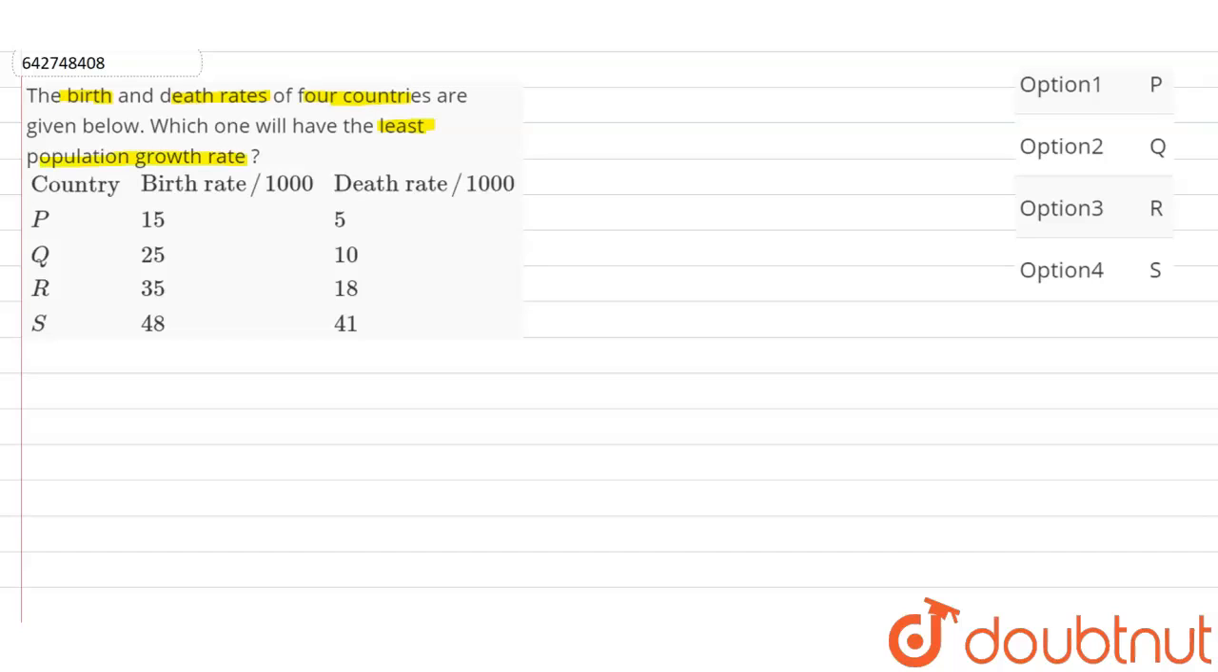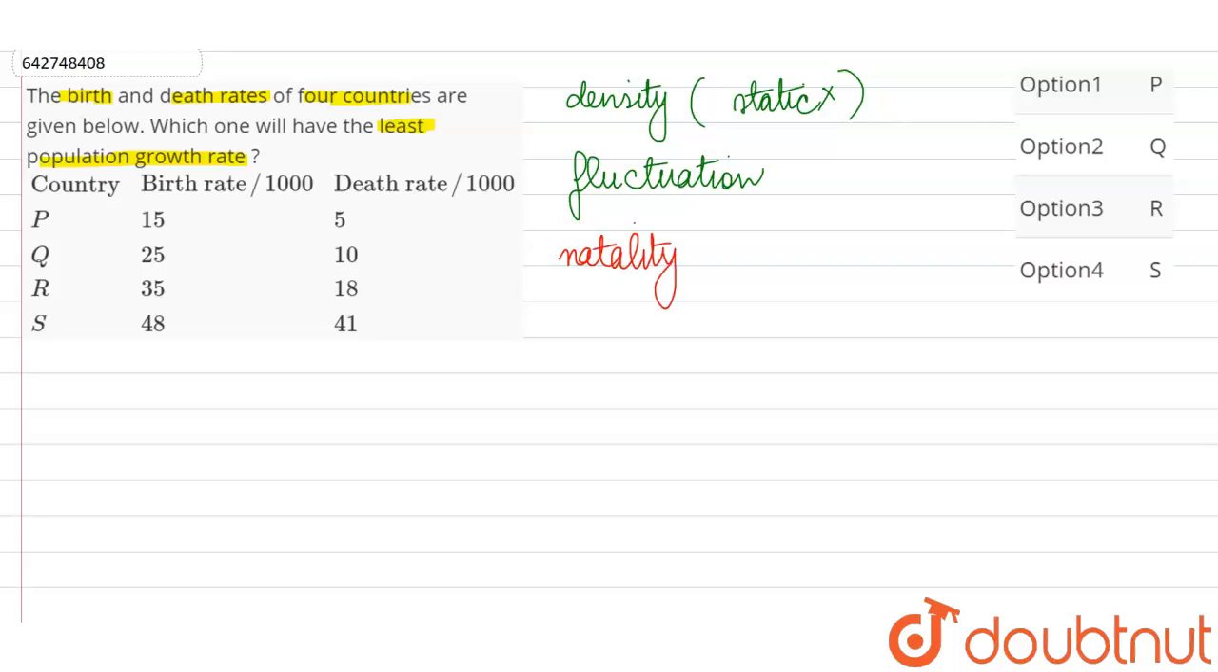Now, according to these figures, we have to identify which of these countries will have the least or the smallest population growth rate. Now, we all know that the density of population is not something that is going to remain static or stationary, and there are many factors which result in fluctuation in population density. Out of these, the 2 most important factors under normal conditions are birth, that is natality, and death, that is mortality.